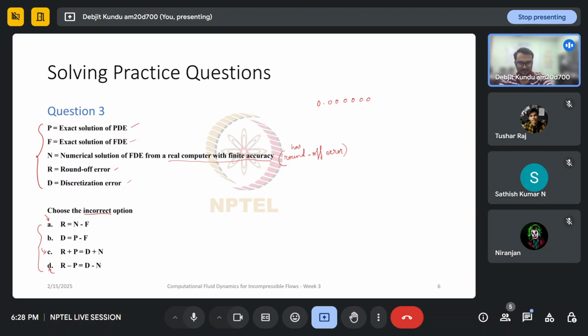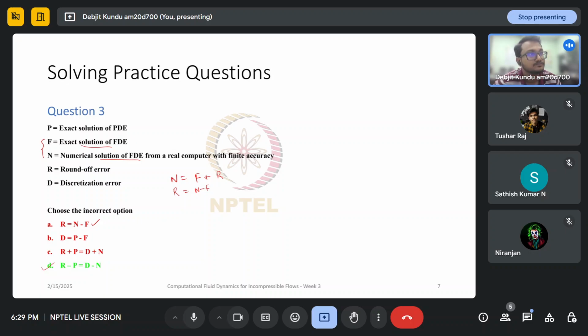Okay, let's take a look at the solution and we will go through how to do this. The correct option is actually option D. And how do we get there? The first thing is these two, exact solution of FD and numerical solution of FD. Both are solutions of FD. The only difference is that this one, N, has round off error in it. So N is actually the exact solution plus some round off error R. From here you will get R equal to N minus F. So option A is correct. This statement as a mathematical statement is not false, it's true.